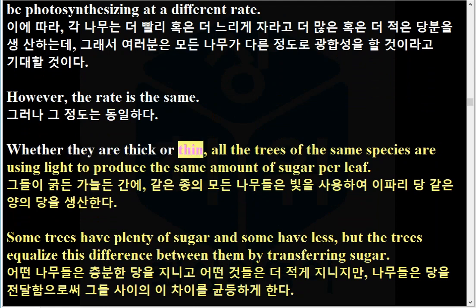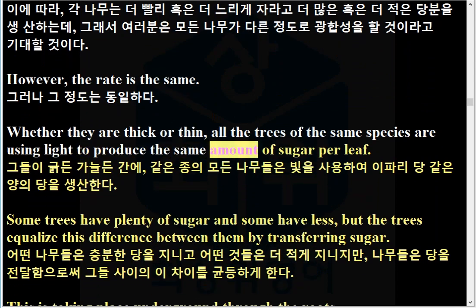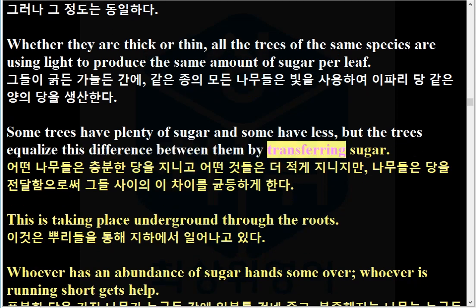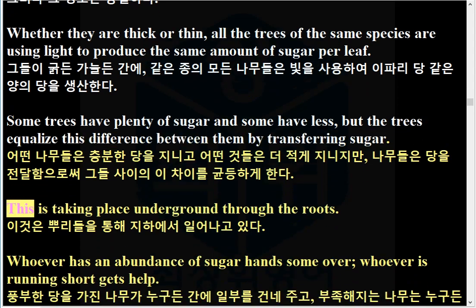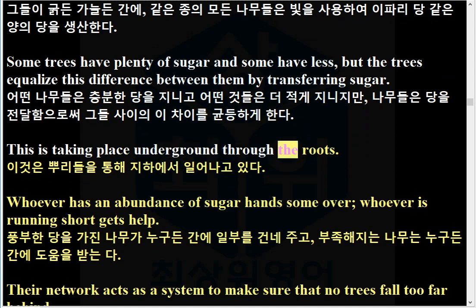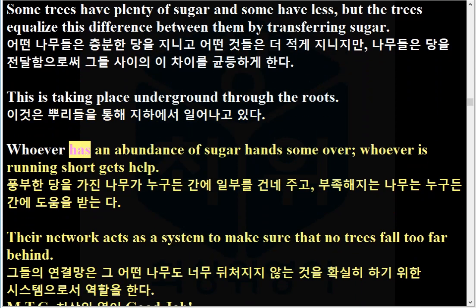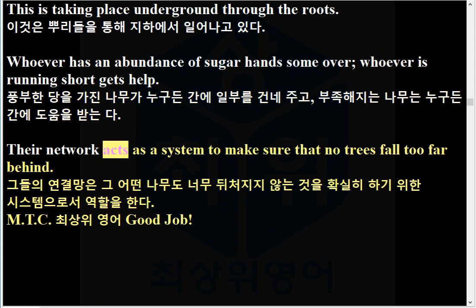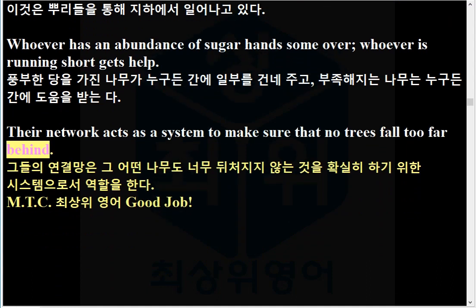Whether they are thick or thin, all the trees of the same species are using light to produce the same amount of sugar per leaf. Some trees have plenty of sugar and some have less, but the trees equalize this difference between them by transferring sugar. This is taking place underground through the roots. Whoever has an abundance of sugar hands some over, whoever is running short gets help. Their network acts as a system to make sure that no trees fall too far behind.